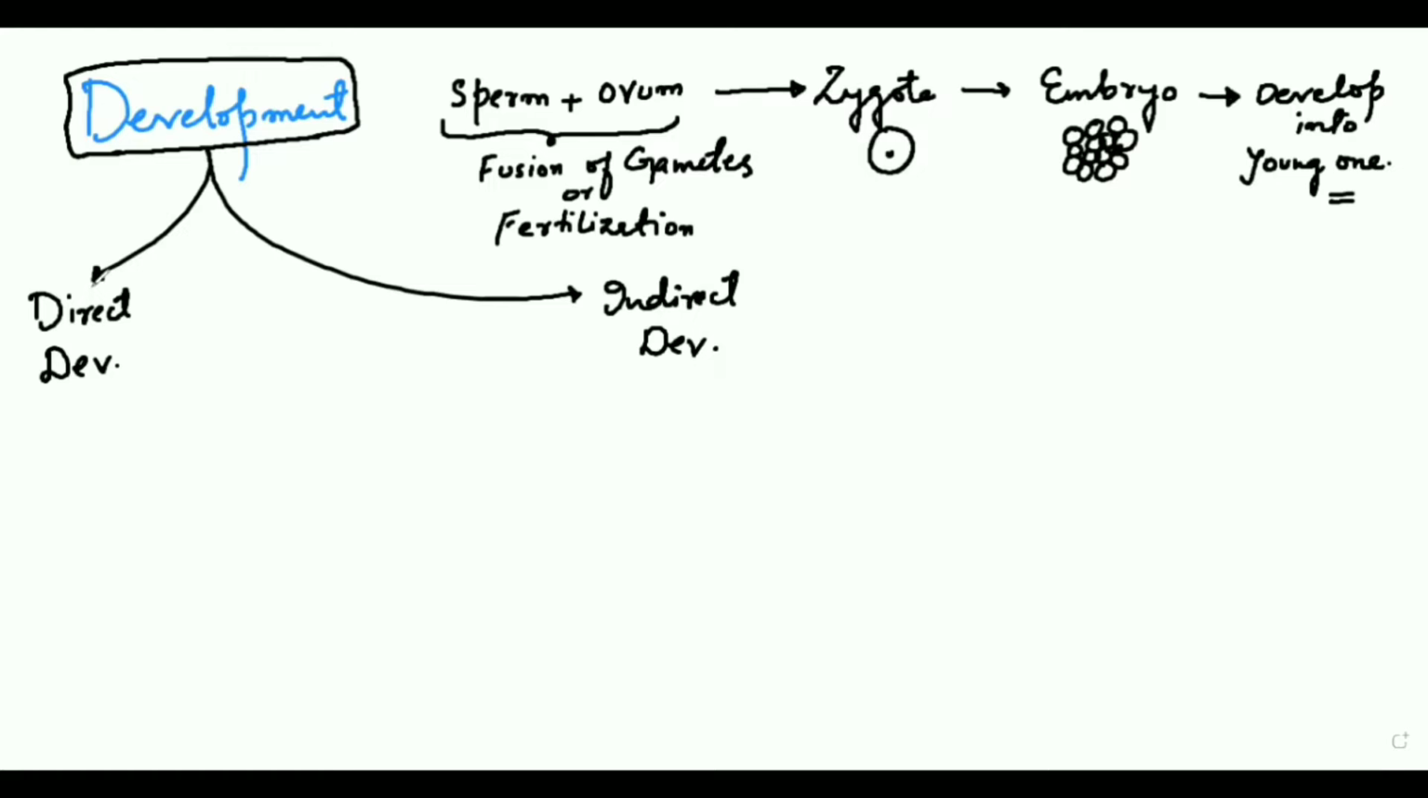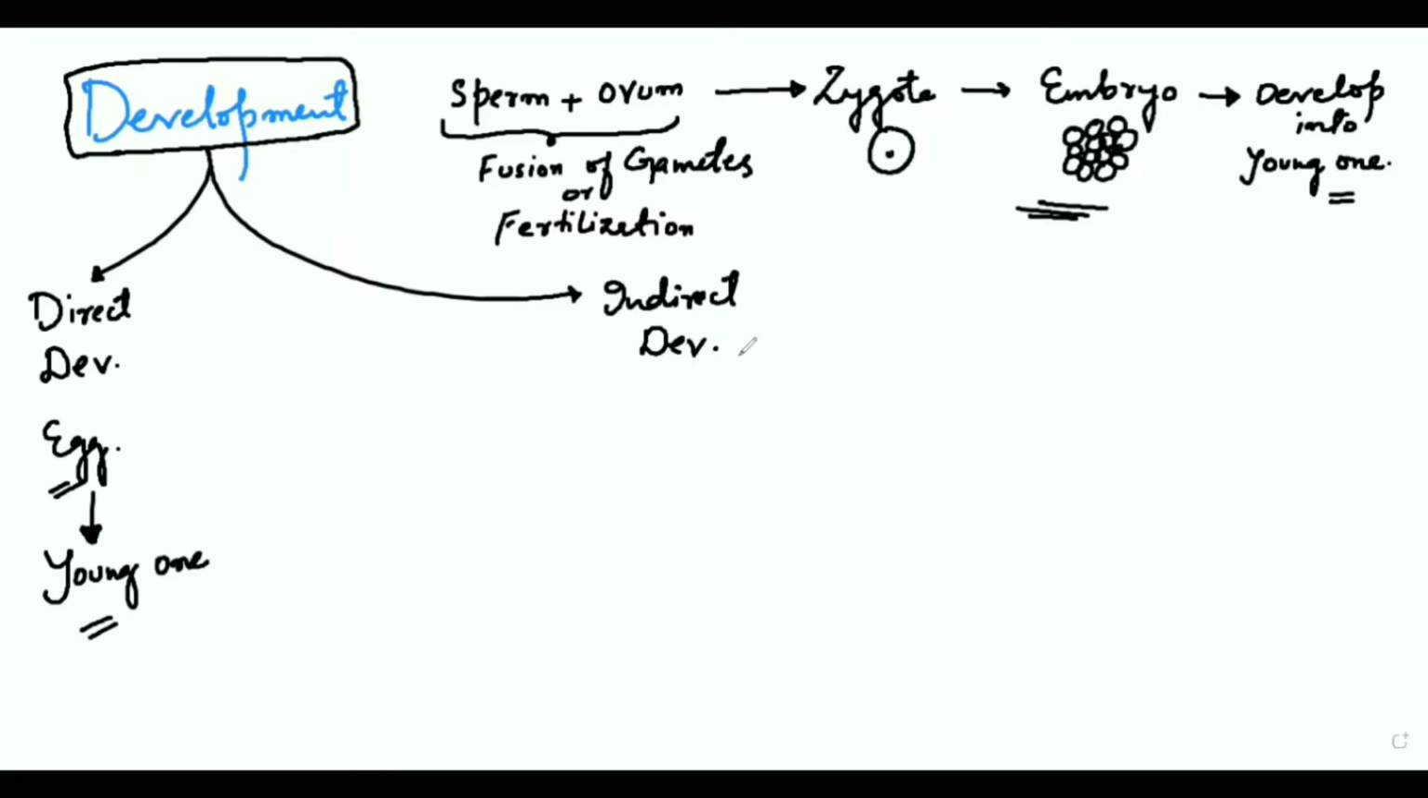Now you can guess what direct development is. Here you will see that the embryo, or we can say simply the egg, let us consider this form, let me call it egg, say for example this stage. The egg will directly develop, or the embryo will directly develop into the young one. So direct development is egg to young one stage. You can guess, the embryo will be developed into the young one.